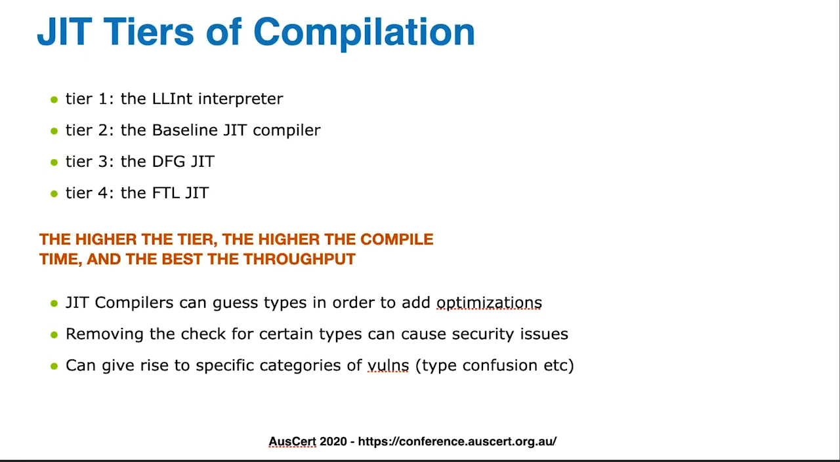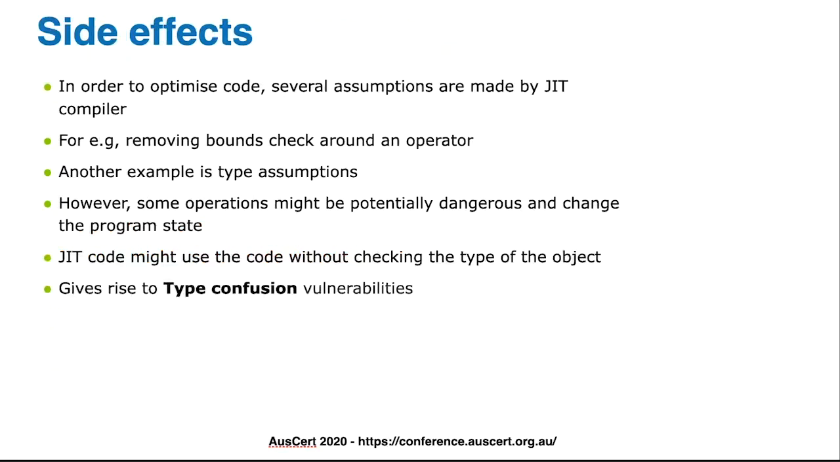One of the ways the optimization works is that it starts to guess the types of the object. So for example, if there's an array which is getting called which has let's say a string, and it's concatenating some other string, then JavaScript core will not check, let's say remove the type checks for that string, right? So it will just assume whatever input it gets is a string. So it's in a way assuming the type of that object. Now, since it's removing the check for that specific type, this can cause several security issues, and it gives rise to a specific category of vulnerability which is called type confusion.